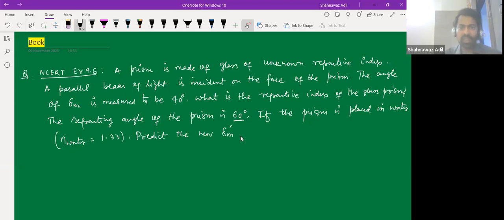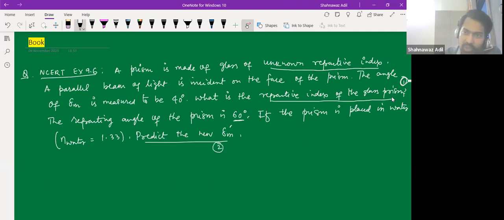Okay, so this is the question. Did you guys understand this problem? So what are the things which are given? Let us calculate the first part. In the first part, we have to calculate this unknown refractive index. This is part one, right? Second part of the question is this one. So first, let us find out the refractive index of the glass prism, right?